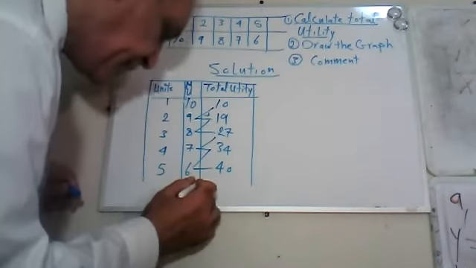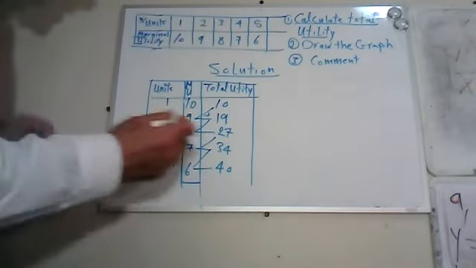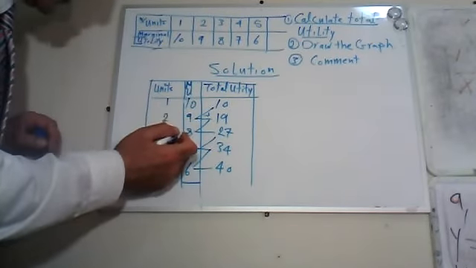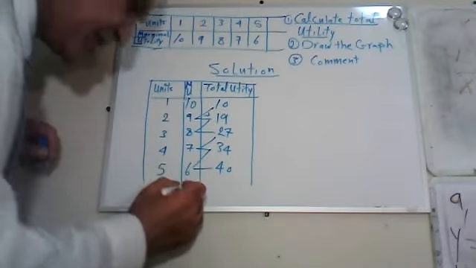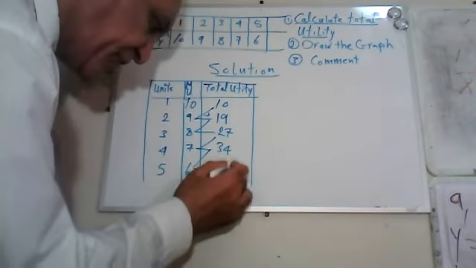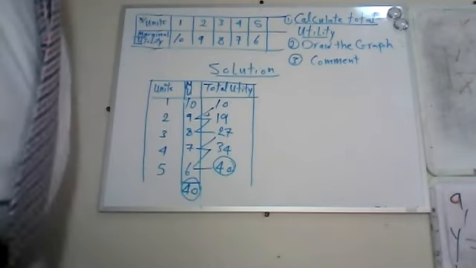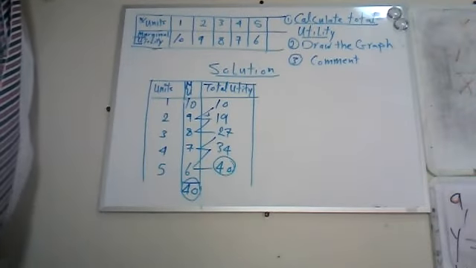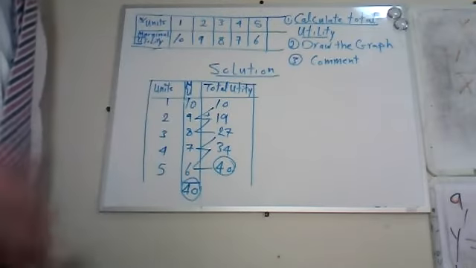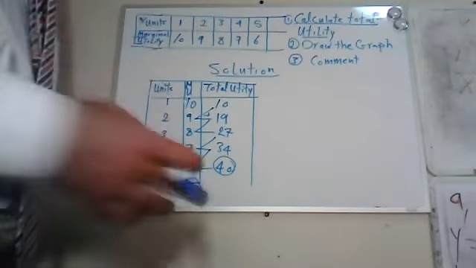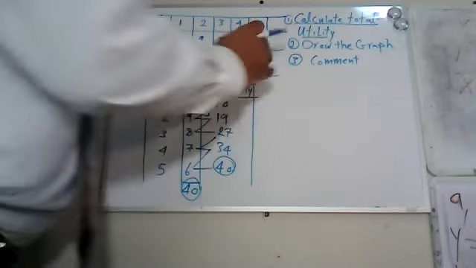If you sum up all the middle column, look at this: 10 plus 9, 19, plus 8, 27, plus 7, 34, plus 6, this comes to 40, which is the same number here. So you are fine. You did well. So this is now the marginal utility and this is the total utility. Total utility is increasing while the marginal utility is decreasing. Okay, so draw the graph.